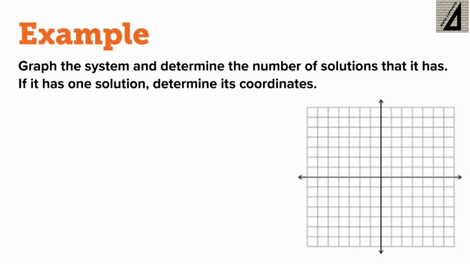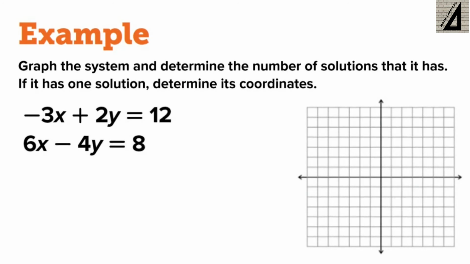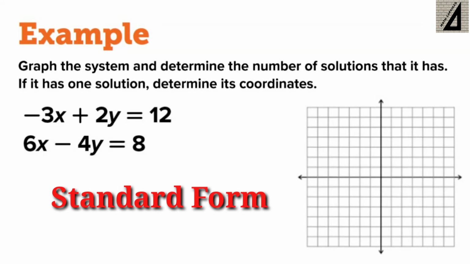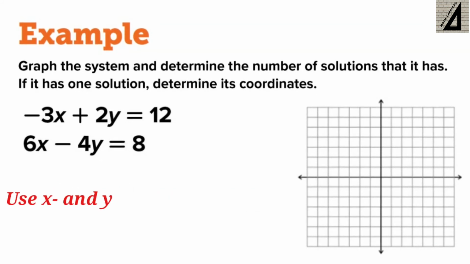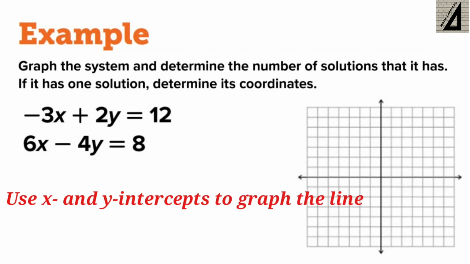Another example: graph the system and determine the number of solutions that it has. Here we have a system of equations written in standard form. So to graph this, we are going to use the x and y intercepts to have 2 points for each line and draw the lines.